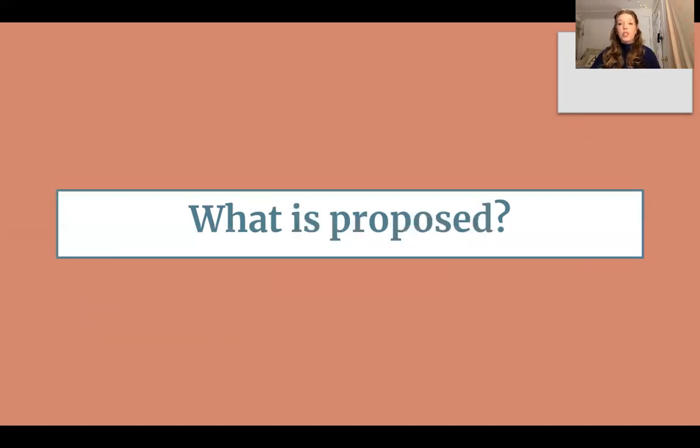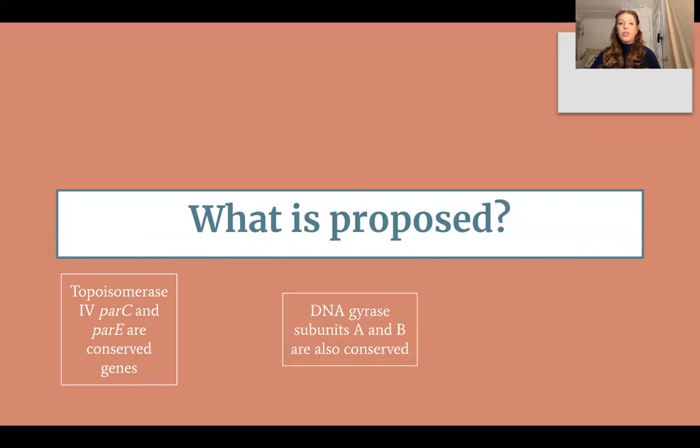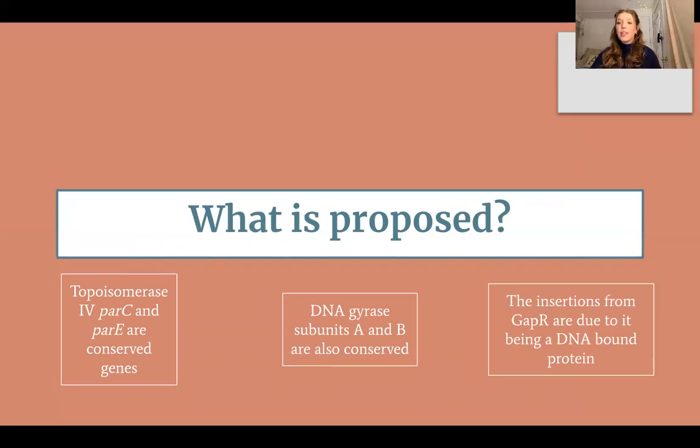So what is proposed at this moment? Topoisomerase 4, PAR-C, and PAR-E are conserved genes. They have to be in a Caulobacter cell in order for the cell to be viable. We also know that this is the same for gyrase subunits A and B. And I think that the insertions from GAPR are due to it being a DNA-bound protein.